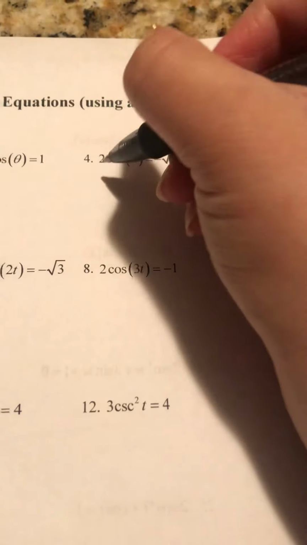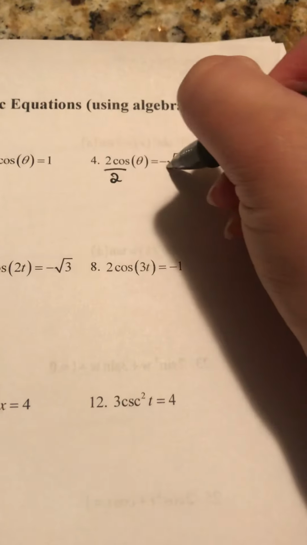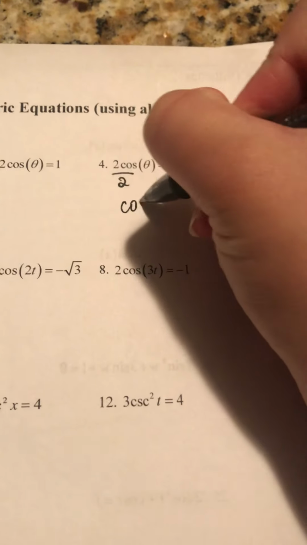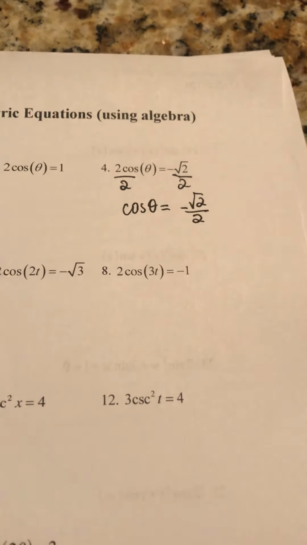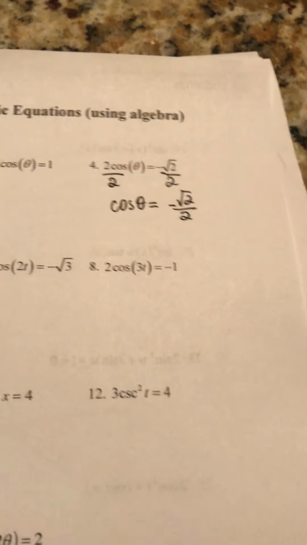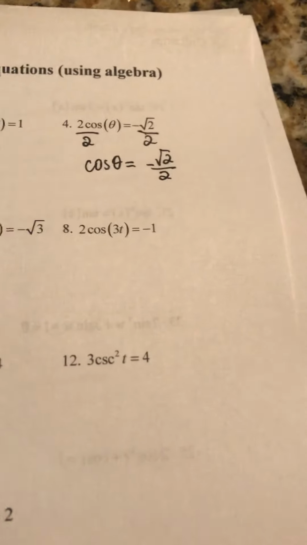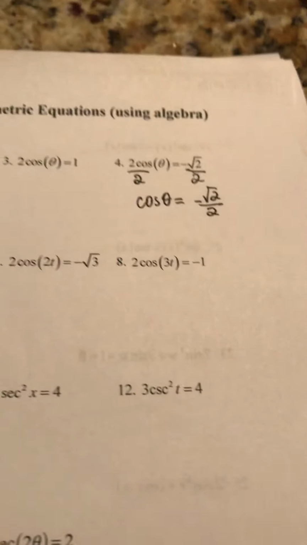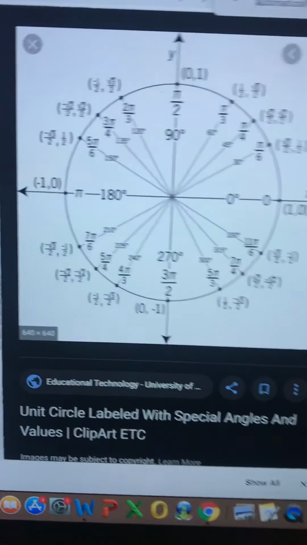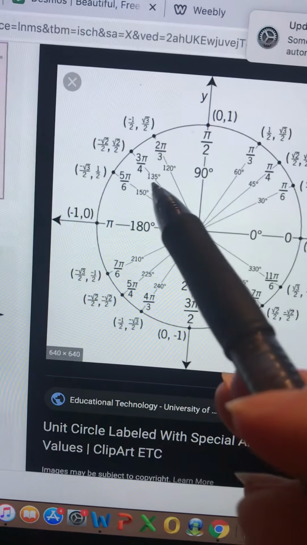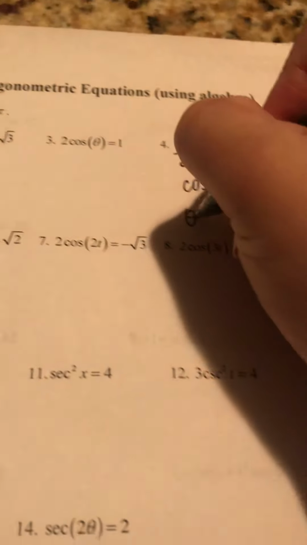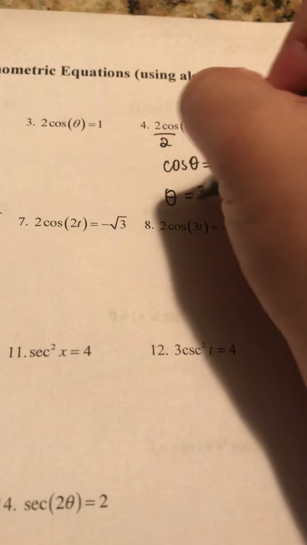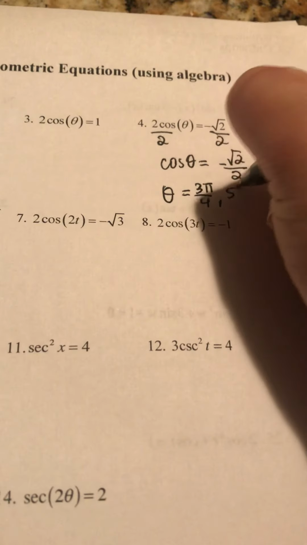These ones are kind of supposed to be basic. Like for example, this one, again, you're going to divide by 2. And where is cosine -√2 over 2? Again, use your unit circle. Practice your unit circle, but hopefully you have it memorized by now. Cosine is the x-coordinate. The x-coordinate is -√2 over 2 at 3 pi over 4 and 5 pi over 4. So our answers here are 3 pi over 4 and 5 pi over 4.